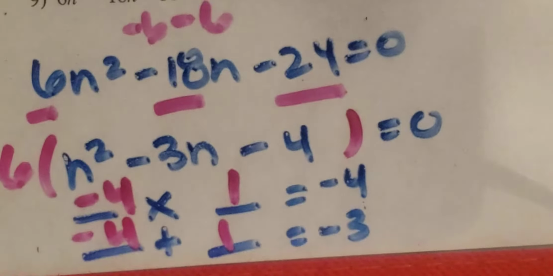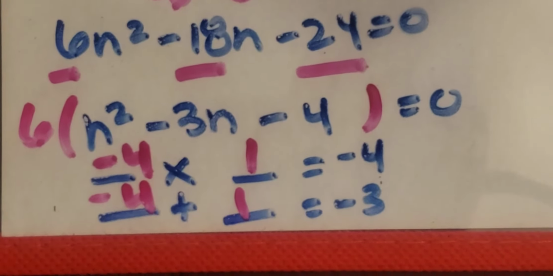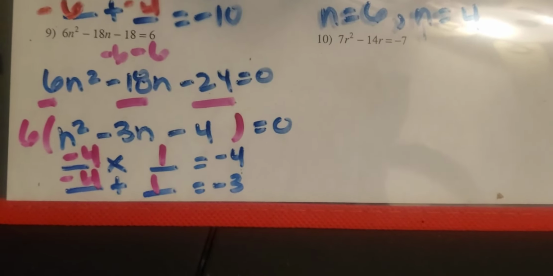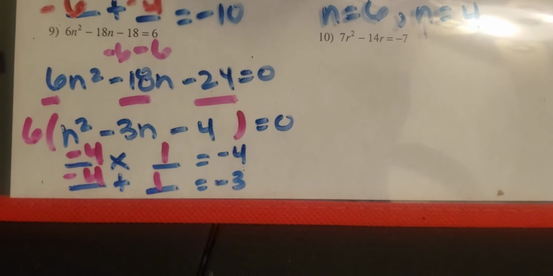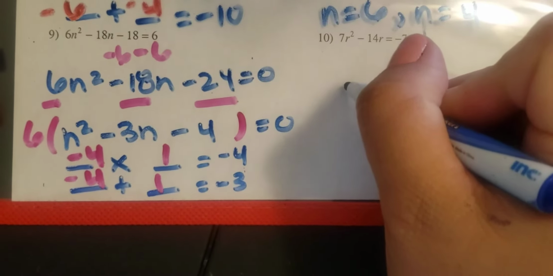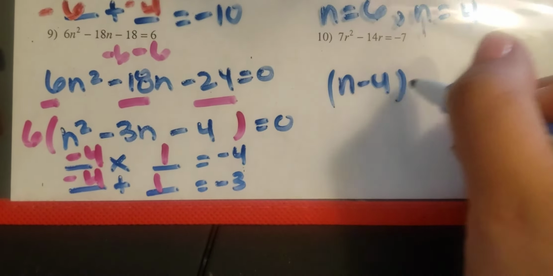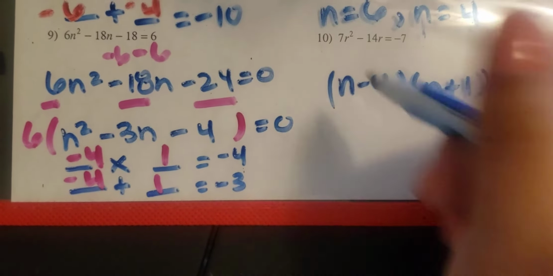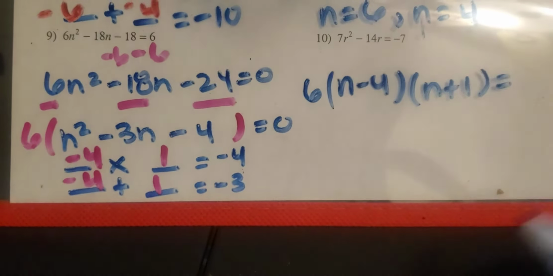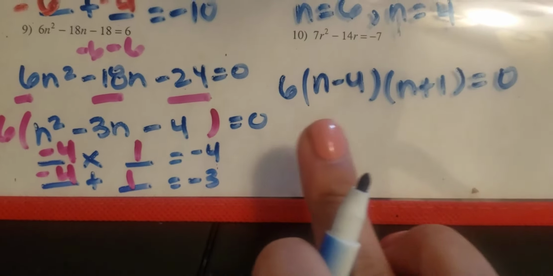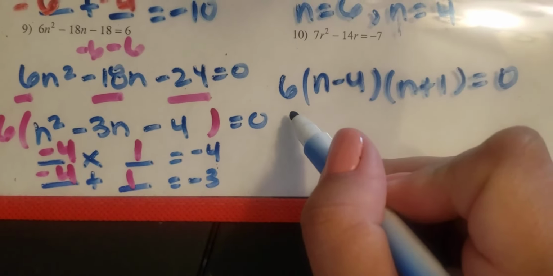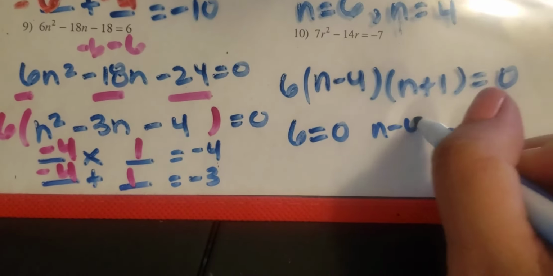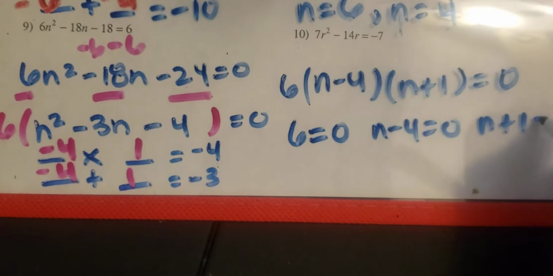Okay, so here, I'm running out of room, so let me actually zoom out here. Okay, so I'm going to write it on the side. So now we're going to write n minus 4 times n plus 1 equals 0. And don't forget we had factored out a 6, so keep the 6 on the outside, okay? So now you're going to write each factor equal to 0. So here, if I start with this one, 6 equals 0, n minus 4 equals 0, and n plus 1 equals 0.